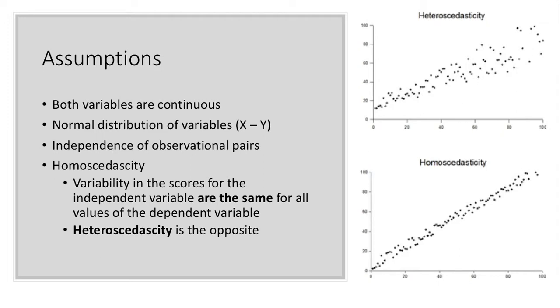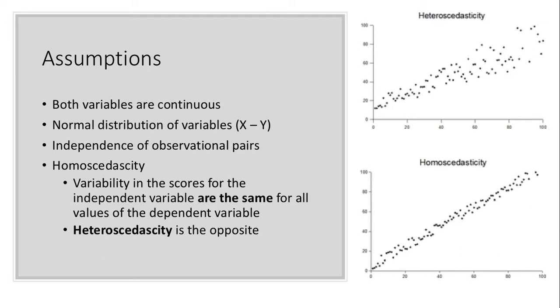There's a few assumptions that go along with correlation analysis that you need to be familiar with, because you're going to read about them when you're reading research papers. And one of the first keys, as I've already mentioned, is if you're running a Pearson's R, they both need to be continuous variables that are normally distributed. There needs to be independence of observational pairs between them.